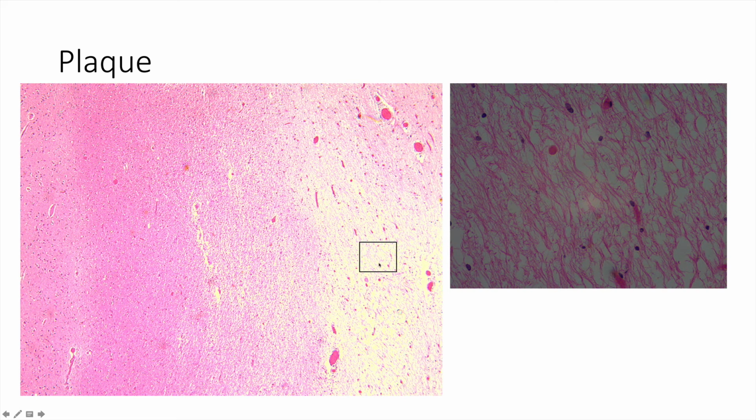However, if we move out into the middle of one of these plaques, the majority of the cells that we see remaining are the astrocytes, and there is a relative dearth now of oligodendrocytes, although there's still the odd one that we can see in this particular section.